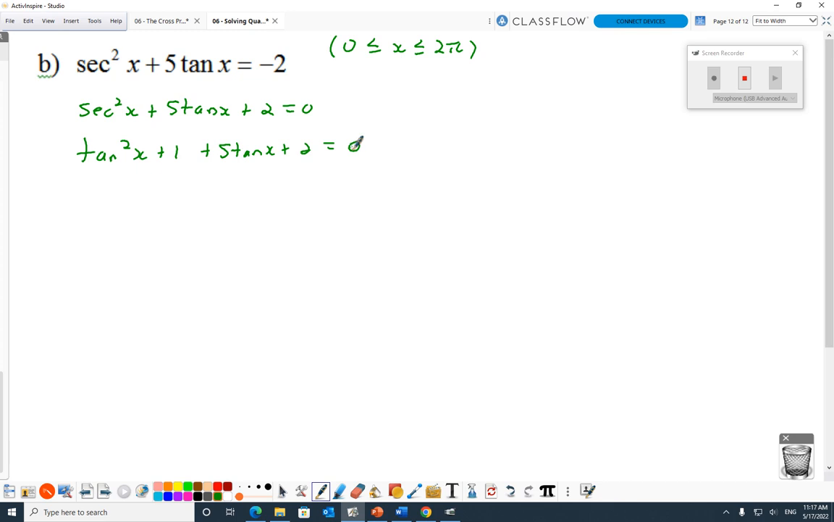Did I do it right? Tan squared x plus 1 plus 5. Yes, okay. And then just rearrange. So now I just factor this. What two numbers multiply to 3 and add to 5? There's no two whole numbers. There are two numbers, but they're decimals.